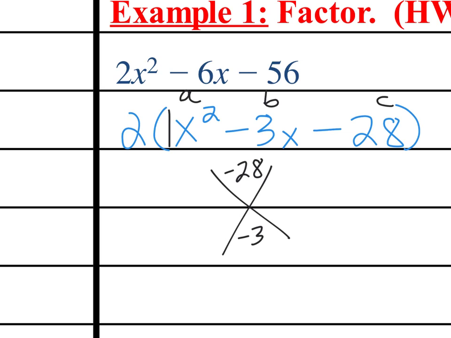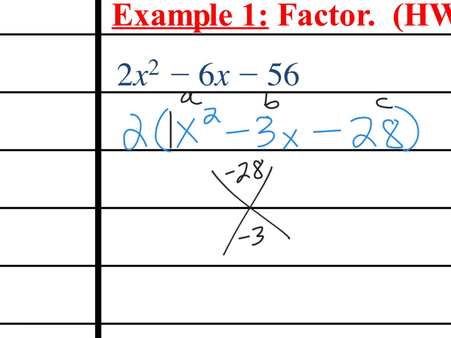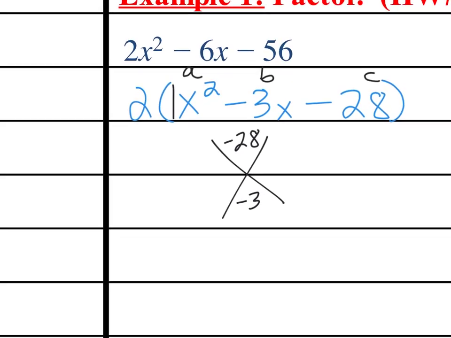Multiplies to negative 28, adds to negative 3. What would those two numbers be? Haley and Macy, what are they? 7 and 4. Right. Which one's going to be negative? 4. You're right, 4. So 7 and negative 4. Because if you add those two together, you get... Oh, wait, no, that's wrong. You're right. Don't listen to me. It's negative 7 and positive 4.